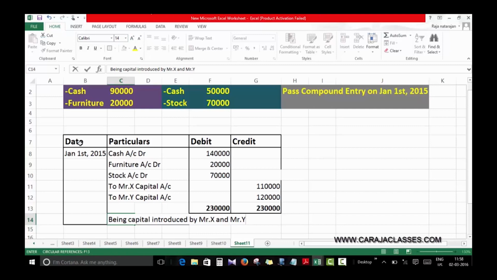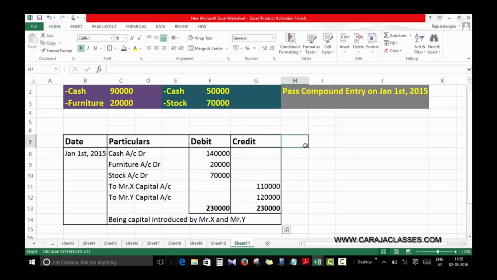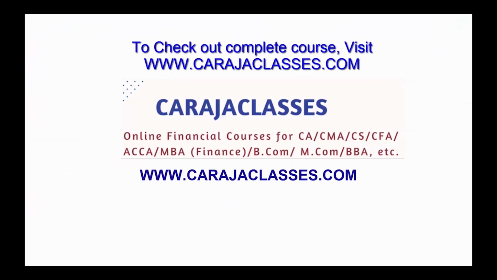So understand, compound entries are those entries which you can pass when you notice the transactions are uniform. Okay, they should be a similar transaction and they should be happening on the same date. That's more important. And the caveat is you have to ensure the total of debit is equal to credit.